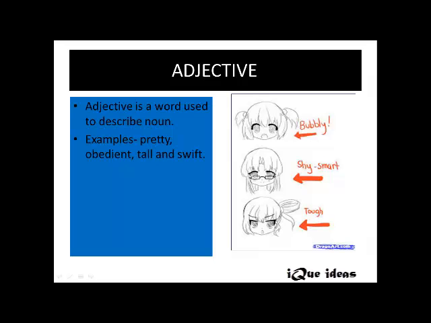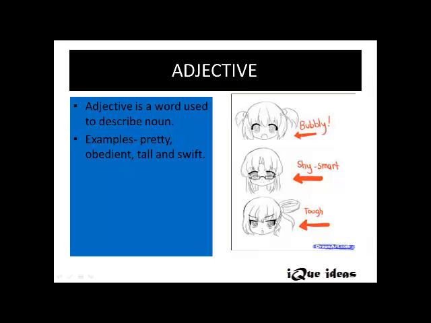We have done noun, pronoun, and the third part of PAN is adjective. Adjective is a word used to describe noun or a pronoun. Examples of adjective: pretty, obedient, tall, and swift. Let's add noun to these words: pretty girl, obedient child, tall man, swift movement.